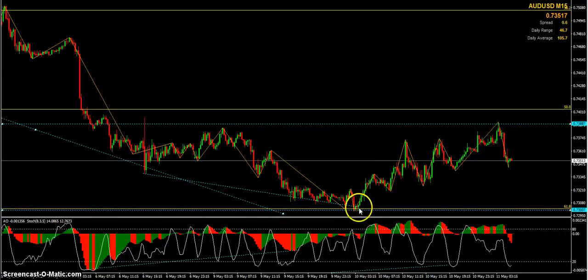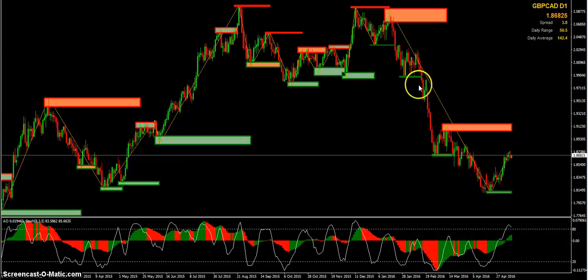But if you're looking for a long trade, now you're looking for that breakout, retest, and then push back higher, if you're looking at going back long. So that was the Aussie USD. The pound CAD was a similar trade.